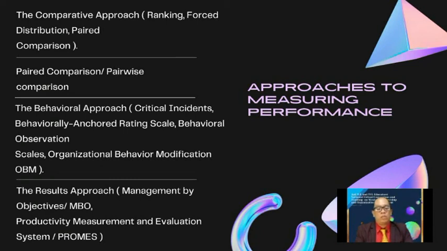In the behavioral approach, it tries to identify and define behaviors that employees may exhibit to be effective on the job. There are 5 techniques that managers use to assess their employees on their effectiveness and their behavior. Number 1 is critical incidents, followed by behaviorally anchored rating scale, then behavioral observation scales, then organizational behavior modification. This is the acronym OBM.